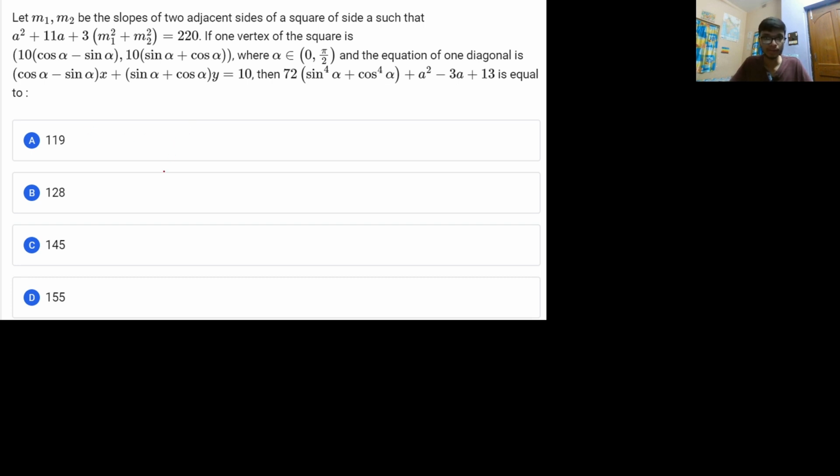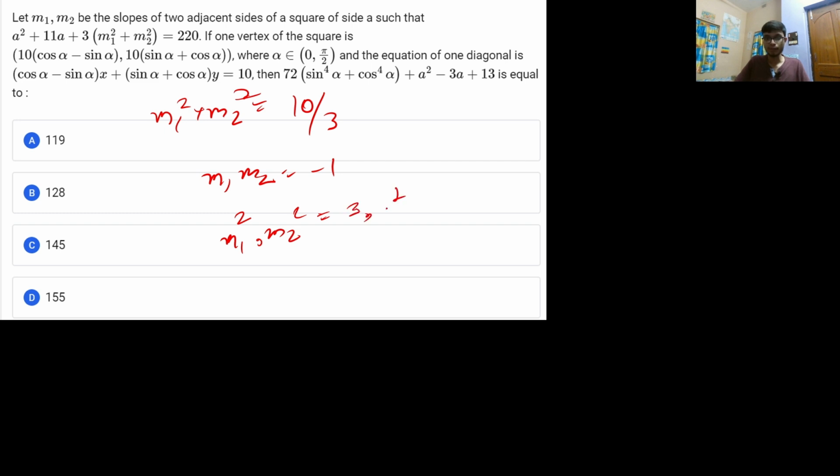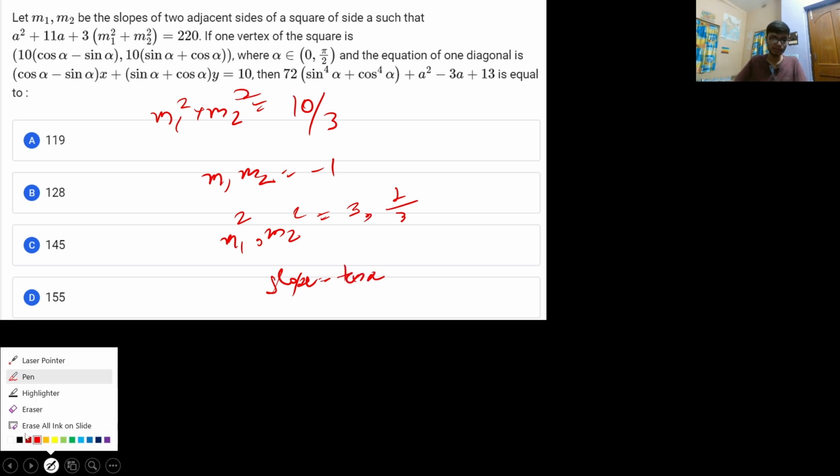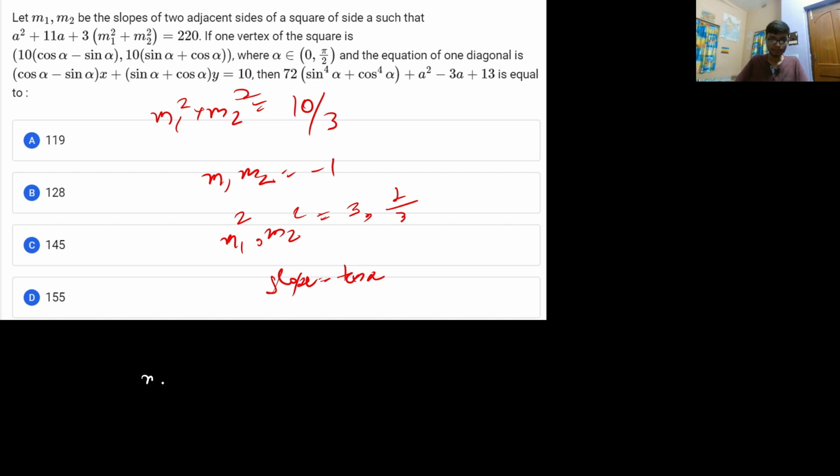So I was here in this particular problem. I got the value of m1 square plus m2 square is equal to 10 by 3, and m1 into m2 is equal to minus 1. So from here, I got the value of m1 square and m2 square can be either 3 and 1 by 3. And we know that the slope is equal to tan alpha, so m1 square is basically tan square alpha.